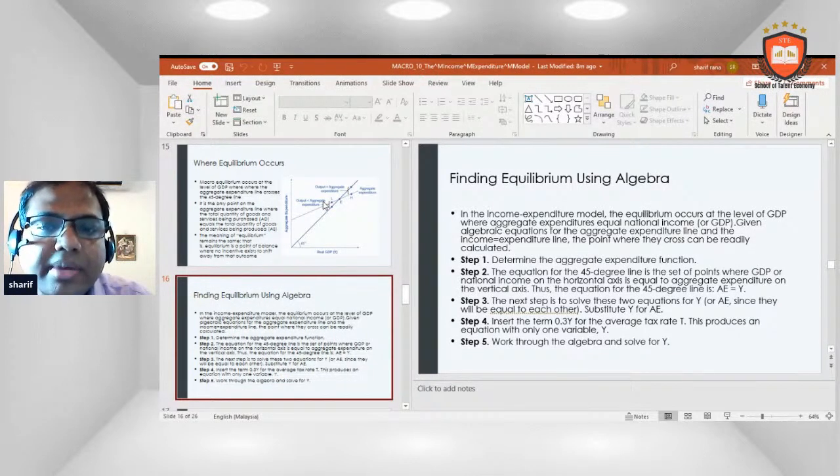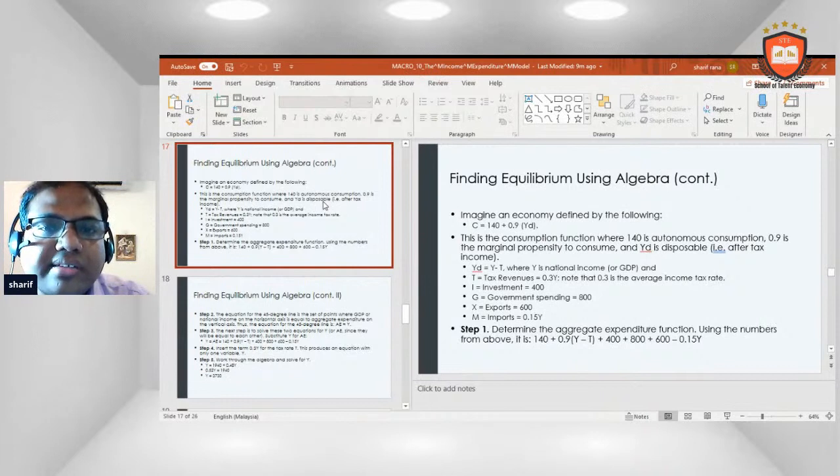Step 1. Determine the aggregate expenditure function. Step 2. The equation for the 45-degree line, the set of points where GDP or national income on the horizontal axis is equal to aggregate expenditure on the vertical axis. Thus, the equation for the 45-degree line is AE equals Y. The next step is to solve these two equations for Y. Substitute Y for AE. Insert the term 0.3Y for the tax T. This produces an equation with only one variable, Y. Work through the algebra and solve for Y.